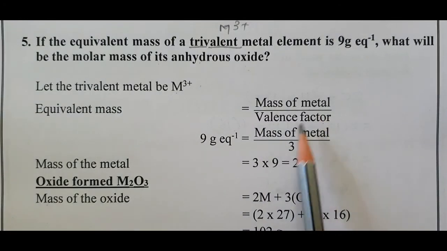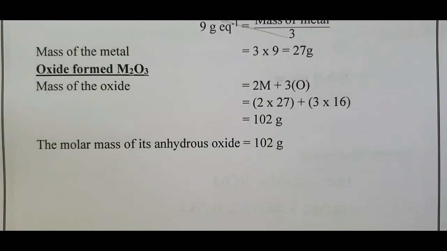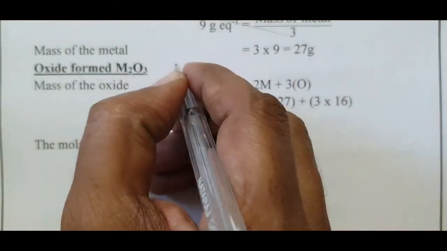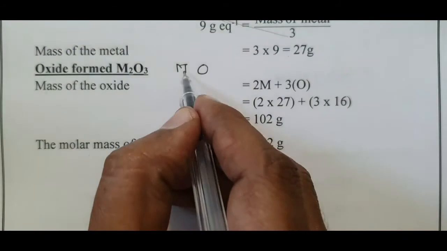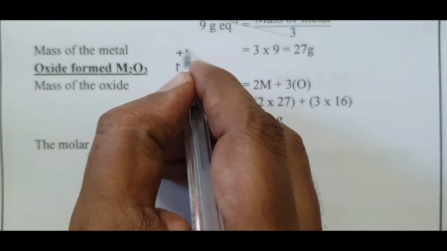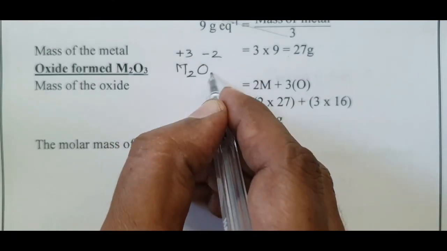Mass of the metal we have to calculate divided by valency equal to 3. When we cross multiply, 9 into 3 equal to 27. So mass of the metal equal to 27 gram. Oxide formed is, how to find out, write the molecular formula for the oxide. Mass of the metal 27 gram. Valency of the metal, we know it is a trivalent metal ion. Oxygen valency 2. When we write in crisscross, that 2 is here, this 3 is there.